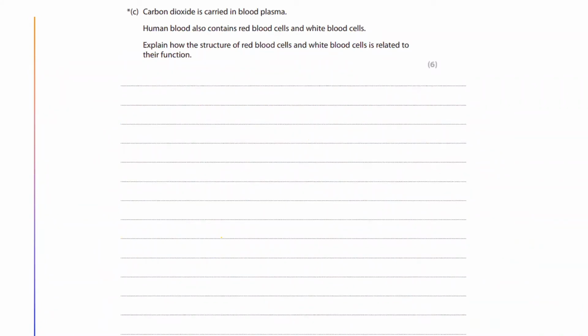Okay, carbon dioxide is carried in blood plasma. Human blood also contains red blood cells and white blood cells. Explain how the structure of red blood cells and white blood cells is related to their function. Okay, so we've got two things there. Red blood cells. Be quite artistic in the draw. Red blood cells are shaped like this, looking down, and then side on, they've got a squashed middle, like a bone as well. Okay, so structure.